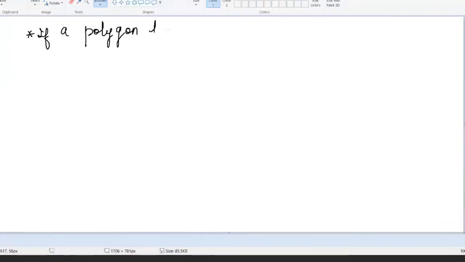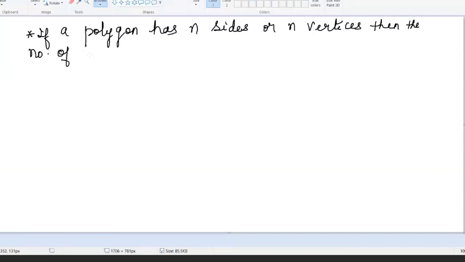If a polygon has n sides or n vertices, then the number of diagonals which is formed is equal to... I think you have learnt this in your lower classes also. The number of diagonals which is formed is NC2 minus N. This is the diagonal formula.